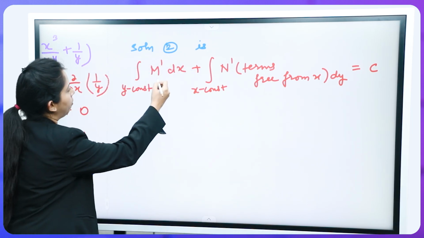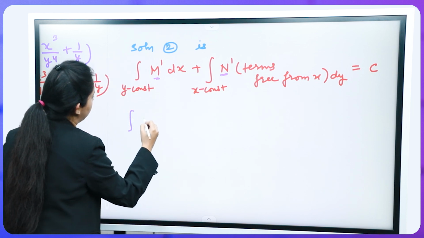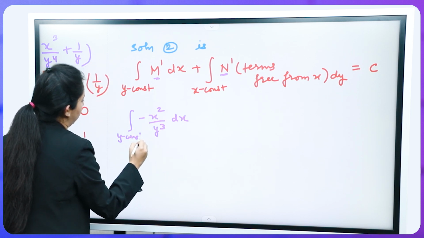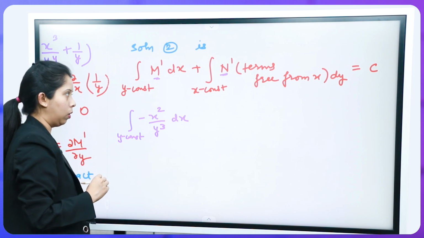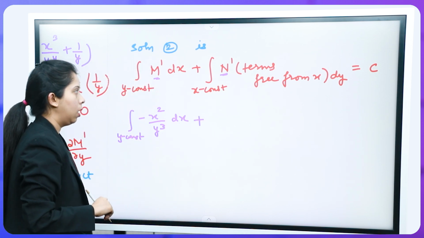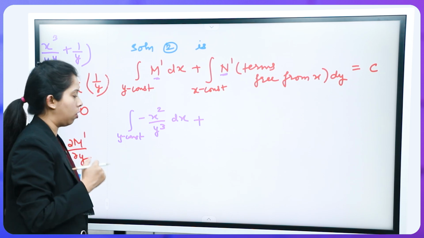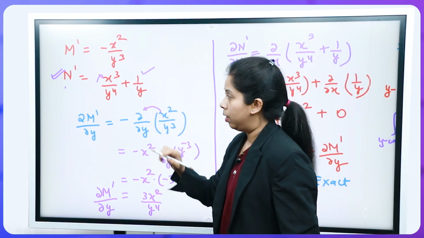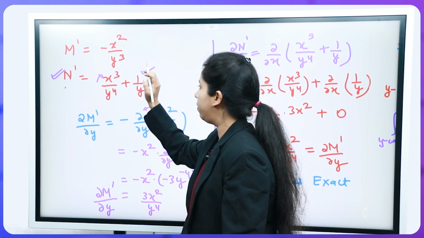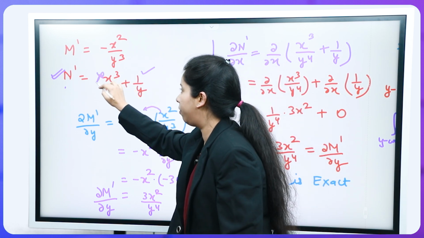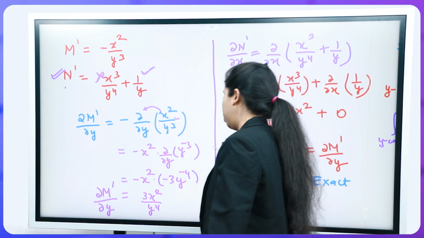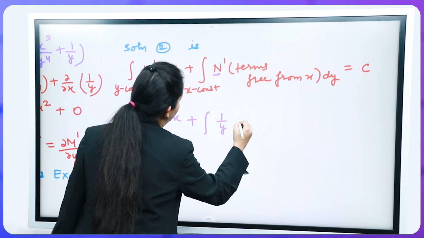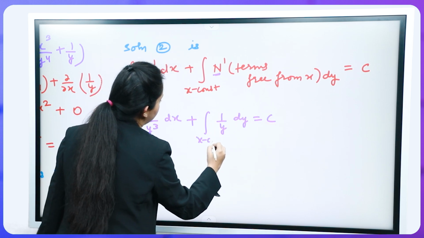Okay, so now we will substitute the value of m dash and n dash. M dash here is minus x square by y cube dx, and we integrate this with respect to x treating y as constant. Next we will substitute the value of n dash. We will consider only those terms of n dash which are free from x. Here n dash is x cube by y raised to the power 4 plus 1 upon y. From this we have two terms; the first term is not free from x, whereas the second term is free from x. So, the value which we will substitute is 1 upon y. So, integration of 1 upon y dy is equal to c, and for this integral we treat x as constant.